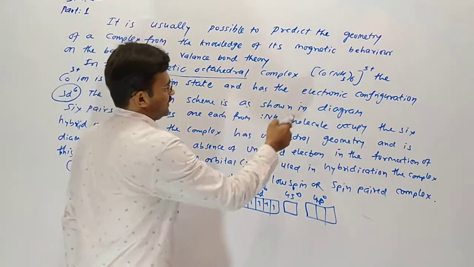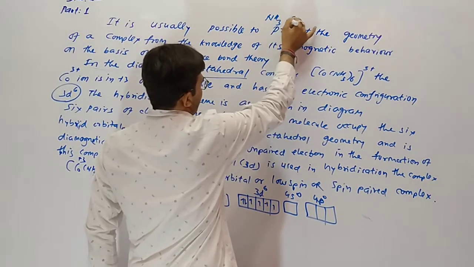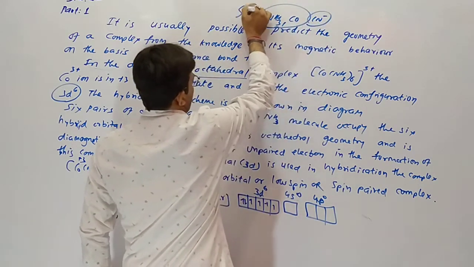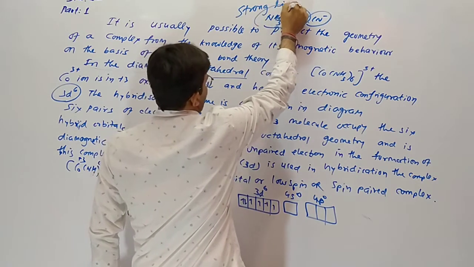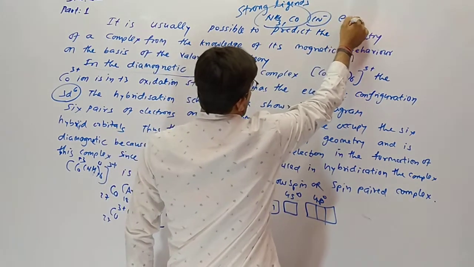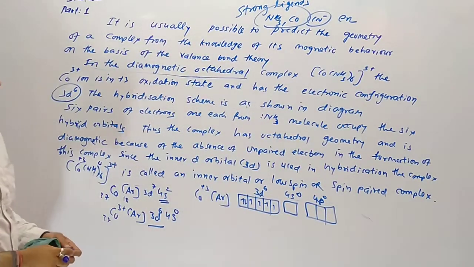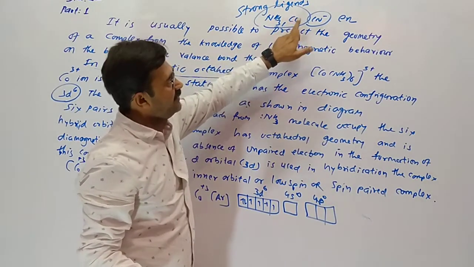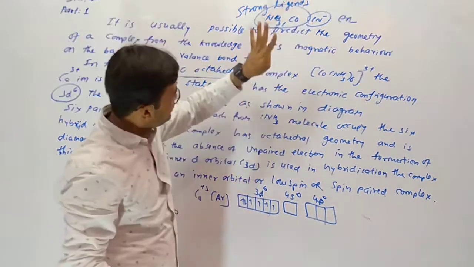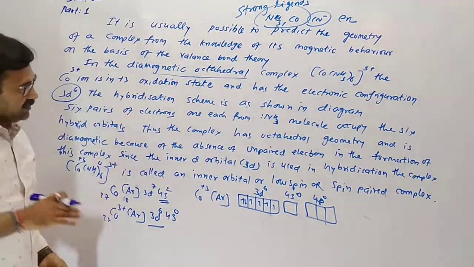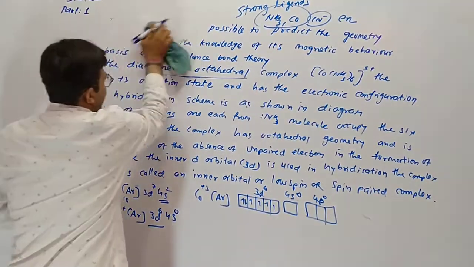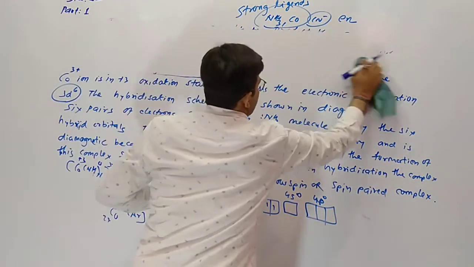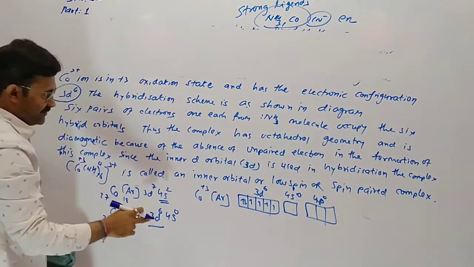But here is the trick. Amine, carbonyl, cyano, strong ligands, and en. Which are strong ligands? Only for you to remember: amine, carbonyl, cyanide, and en. These four are strong, capable of pushing up electrons. Any ligand other than these is not capable of rearrangement.